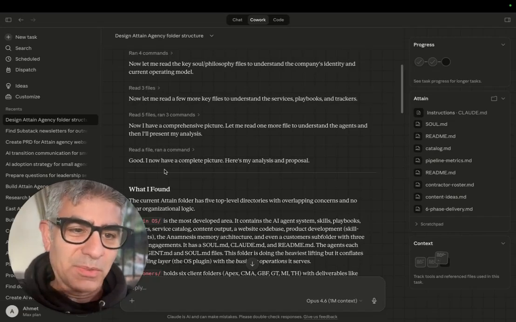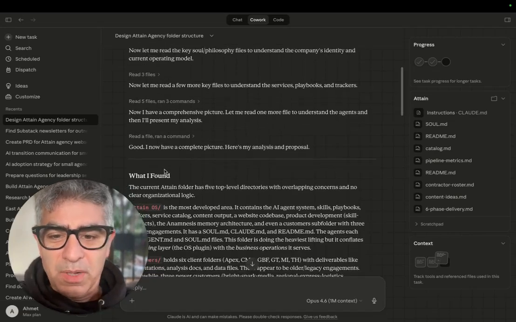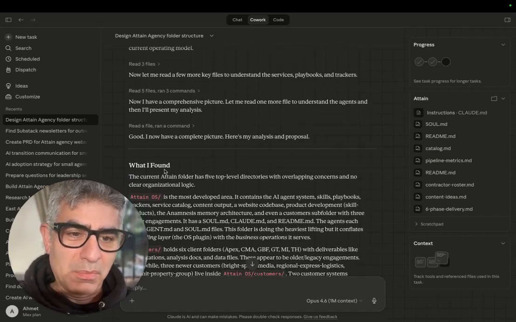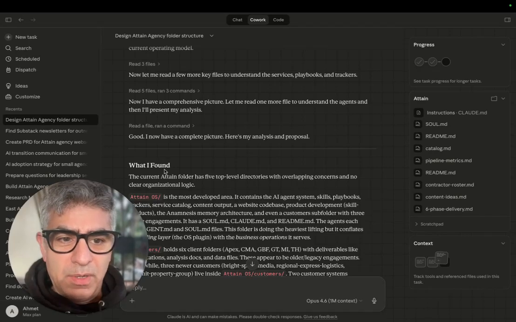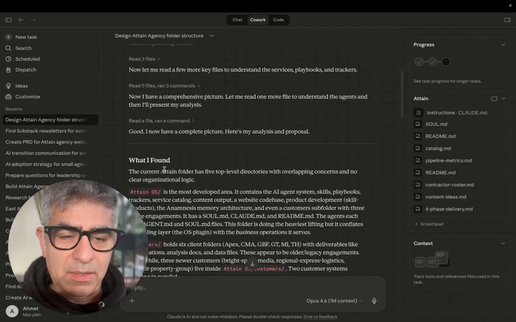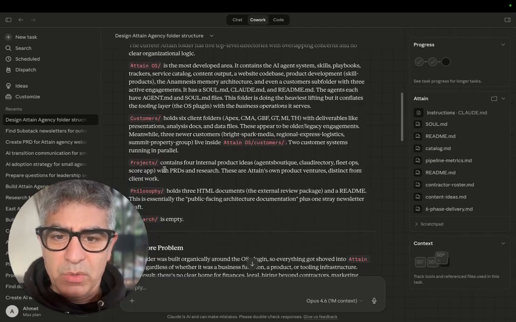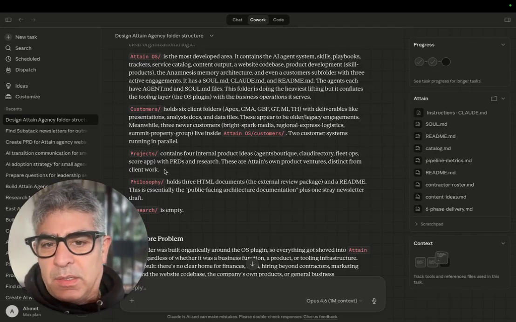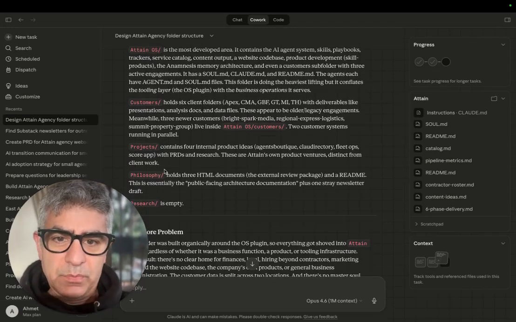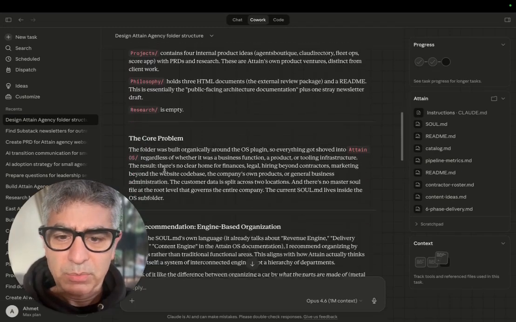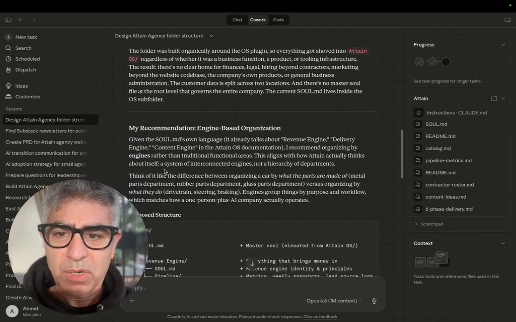It's noticed what I noticed as well, that things grew organically and became a bit of a mess, which is very much typical for any organization. It's just that things typically don't get cleaned up well. So what it found is that the structure overall, there are parts that make sense, parts that don't make sense. So it described the core problem.